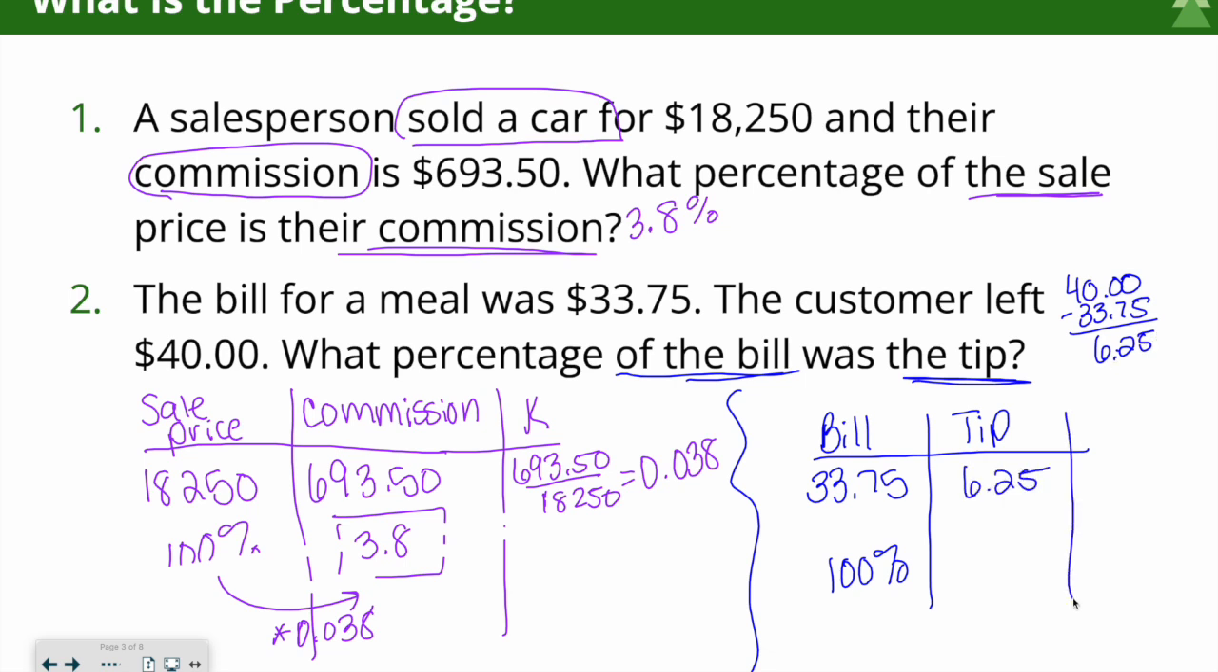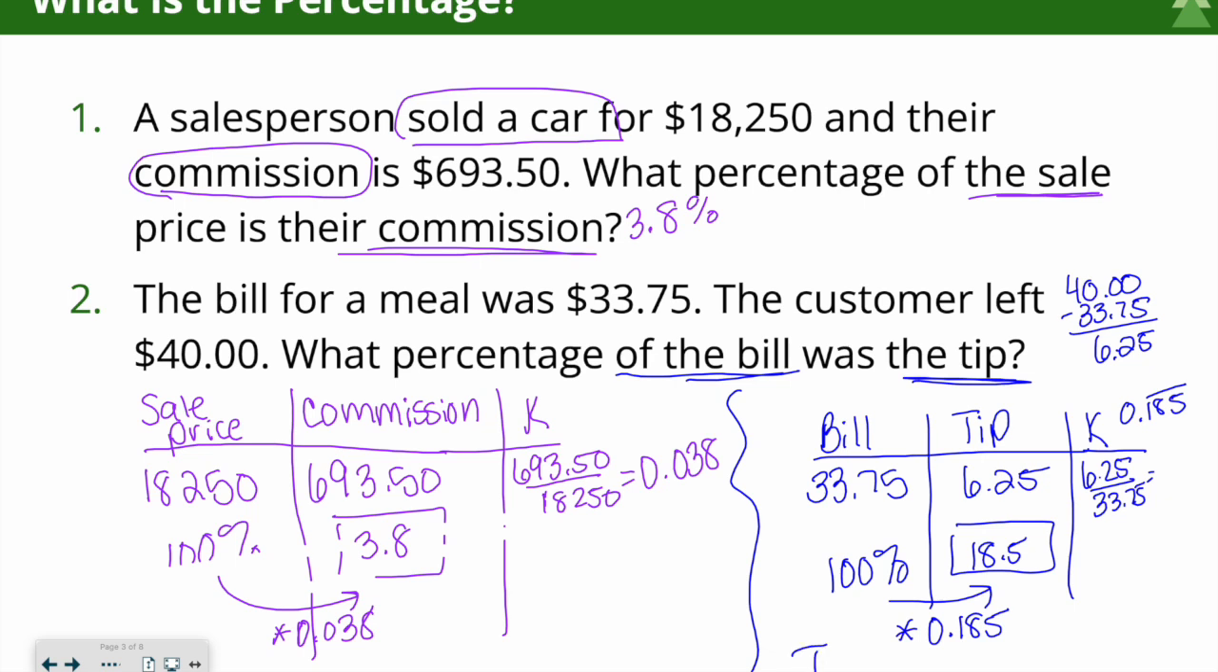$6.25. Again, we find our K. 6.25 divided by 33.75, and we end up with 0.185 repeating. So if we multiply 100 by 0.185, we end up with 18.5. So the tip is 18.5% of the bill.